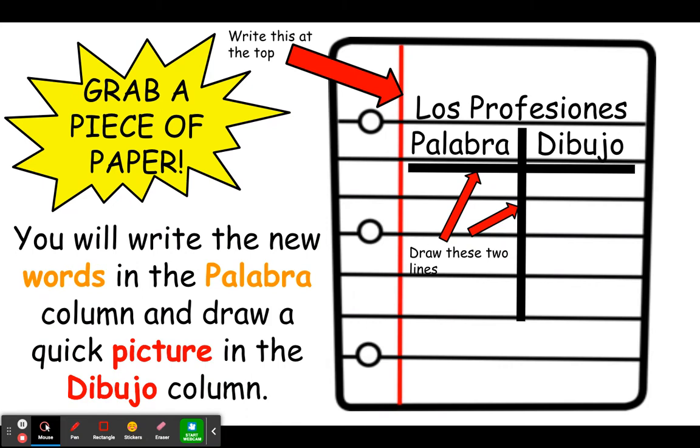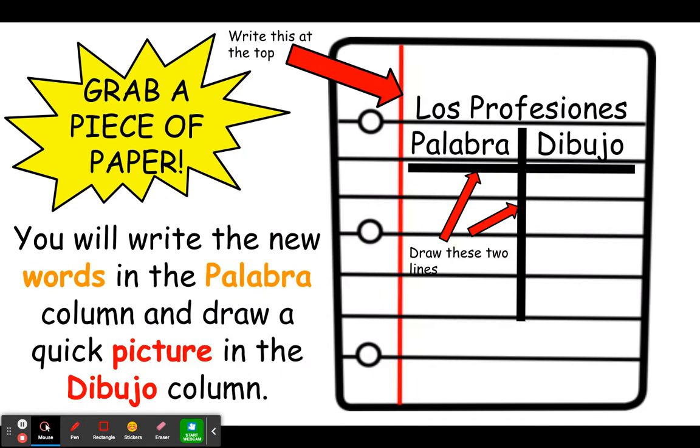So, for example, I'm going to give an example. I'm not sure if this is the first one or not. We're going to talk about enfermero, a nurse. And so you will write the word, and then you will draw a quick picture of a nurse. It could be of the person. It could be a symbol that means a nurse, but it's something that you could look at the picture, and by looking at the picture and seeing the word, you would know what it is.